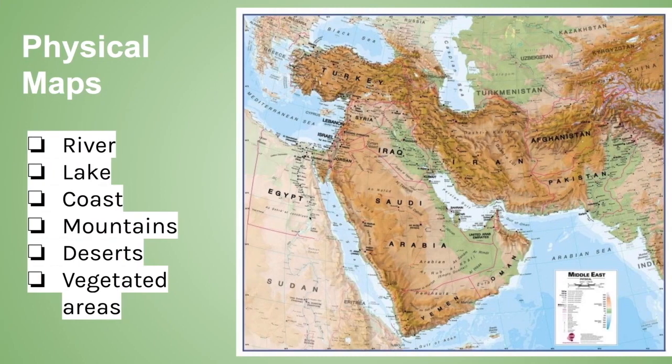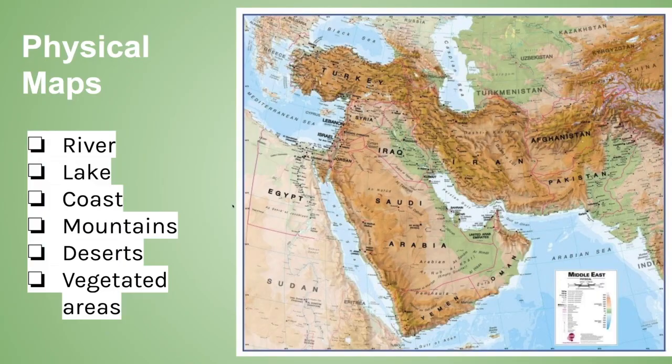So the next kind of map is the physical map. And physical maps are real easy because they just let us see the physical attributes of an area. So things like rivers and lakes and coastlines and mountains and deserts and vegetated areas. And they're really good for understanding the physical geography of an area because they help describe for us where mountain ranges are. And we can kind of see by the green color where vegetated areas are that probably get more rainfall. And then we can see where the hot, arid areas are that don't get very much rainfall. So physical maps help describe the physical geography for us.